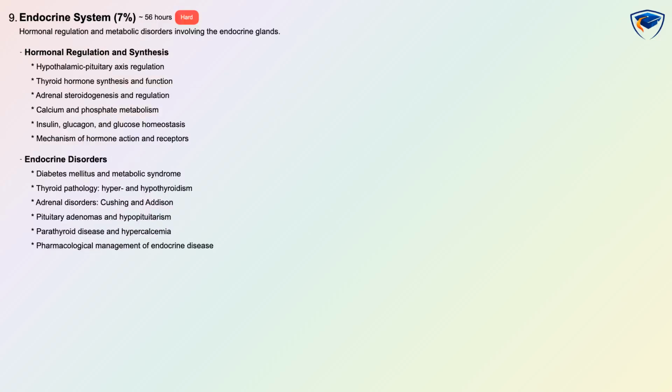Endocrine system is 7%, hard, with around 56 hours of study and scenario-based testing. The focus is hormonal regulation and metabolic disorders involving the endocrine glands and hormone action mechanisms. Learn the hypothalamic pituitary axis, thyroid and adrenal synthesis and regulation, calcium and phosphate metabolism, insulin and glucose homeostasis, plus endocrine disorders like diabetes, thyroid disease, Cushing and Addison, pituitary adenomas, parathyroid disease and pharmacologic management.